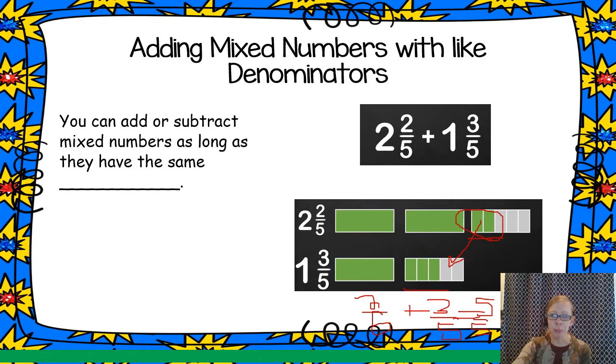We add our whole numbers, 1, 2, 3 whole numbers, plus one more whole that we made from 5/5. So altogether, 2 2/5 plus 1 3/5 gives us 4. 4 wholes here.